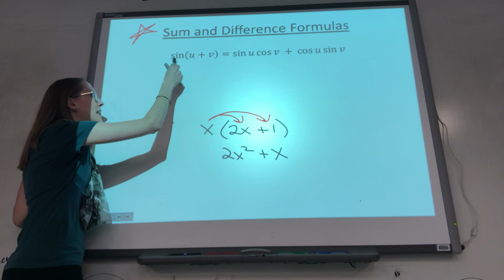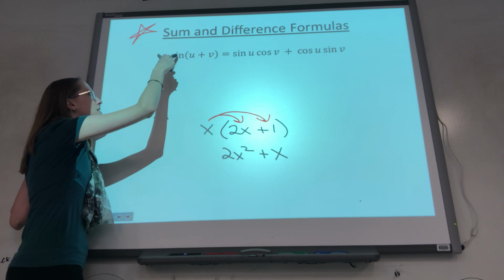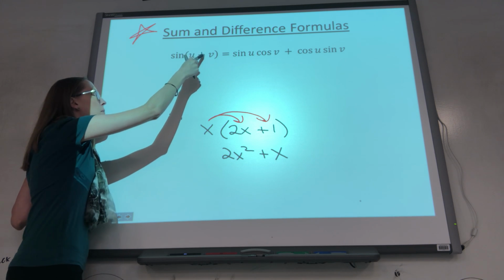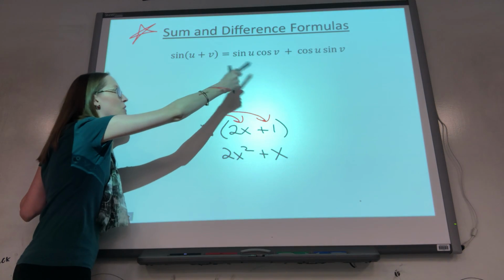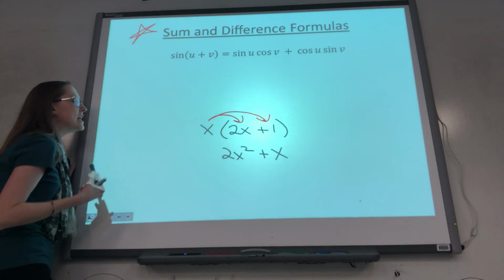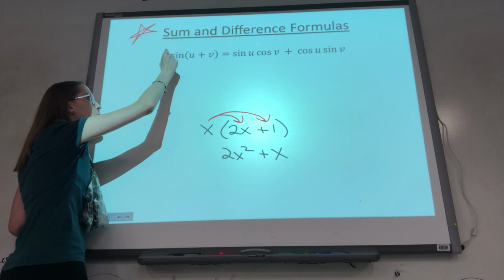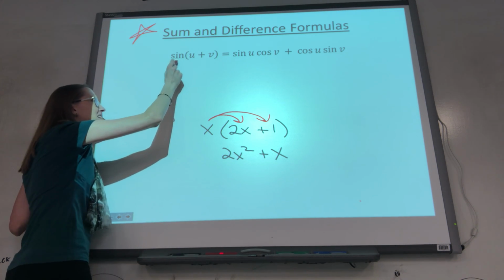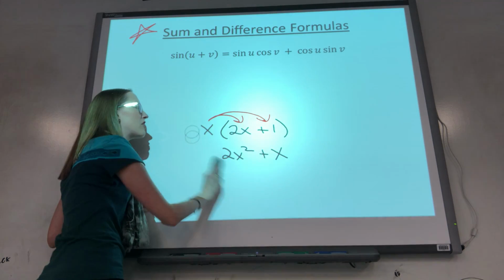It's sine of this entire sum. You're not allowed to just take sine of u plus sine of v. If you look down there, that is not what they have. They've also thrown in some cosines. So the point is, you can't distribute a trig function like this, like you did a long time ago with x's.